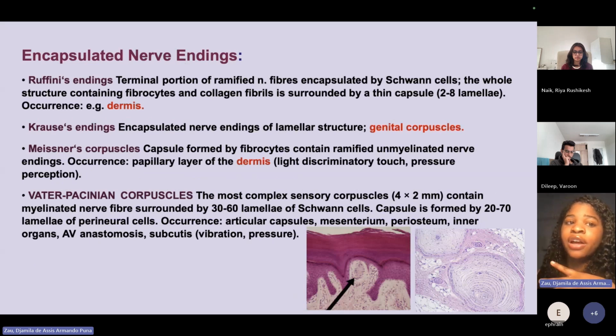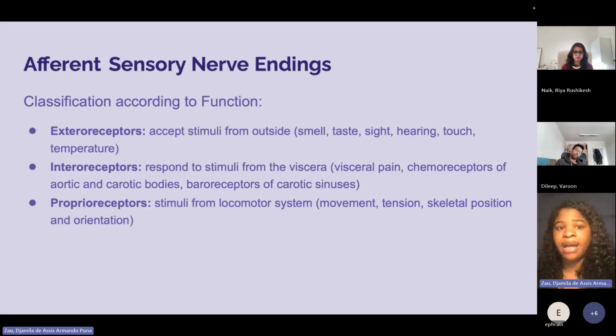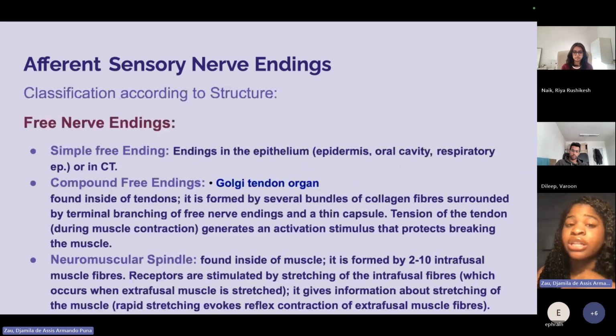We also have, so we had free nerve endings, or going back. When we classify the nerve endings, we classify them according to function, which is the exteroceptors, interoceptors, proprioceptors. We classify them according to structure. In structure, we have the simple free endings, which end in the epithelium. We have the compound free ending. An example is the Golgi tendon organ, and you have the neuromuscular spindle.